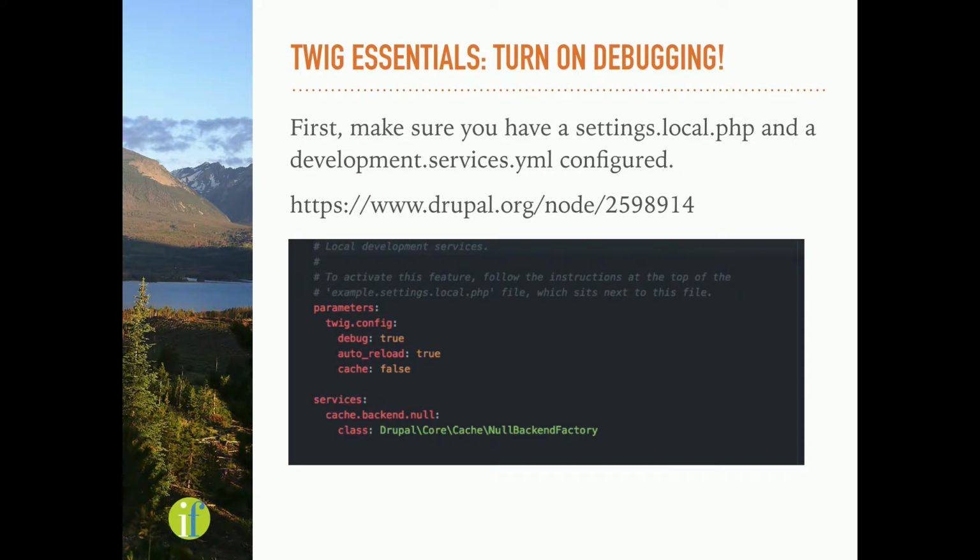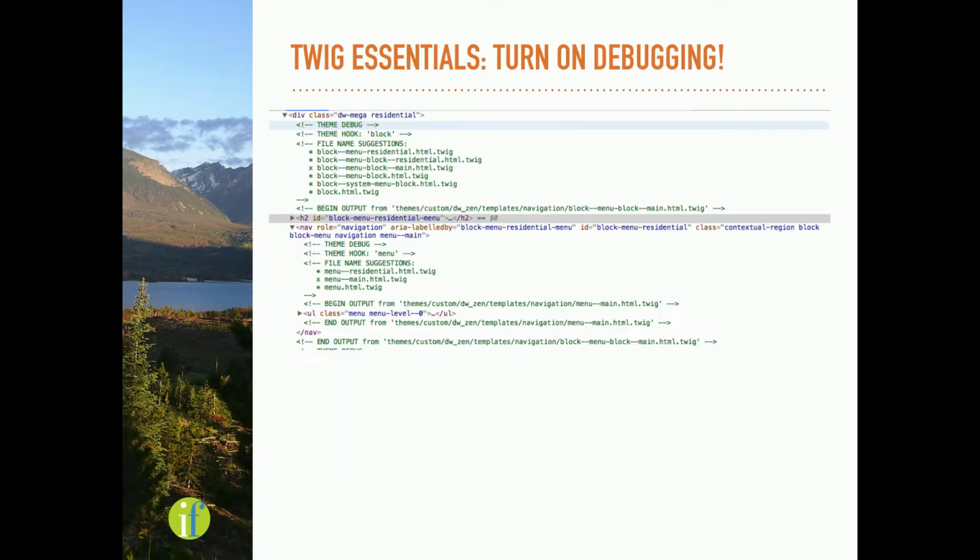So you just need to make sure twig debug is true and cache is false. When cache is false, you're not constantly having to do a drush cr every time you want to look at your new CSS. So it's really helpful to have this when you're debugging locally. And then, of course, you get your wonderful template suggestion output when you have this turned on.